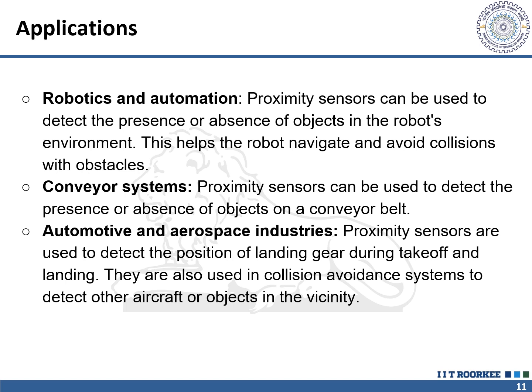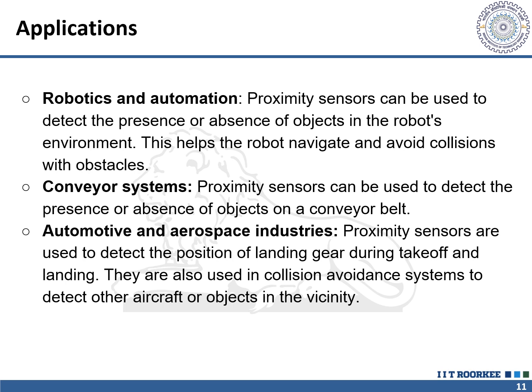The second one is conveyor systems. Proximity sensors can be used to detect the presence or absence of objects on a conveyor belt. Most of the time, photoelectric proximity sensors are used for this purpose.